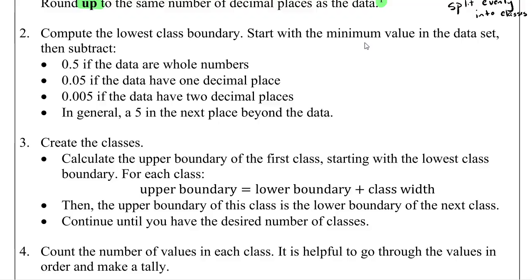And finally, this last part is very similar to what we did for qualitative data. We're going to count the number of values in each class. And in order to do that, we're going to use the same trick that we did for the qualitative data. We're going to go through the data table in order, and we're going to determine what class each one's in and tick it off.